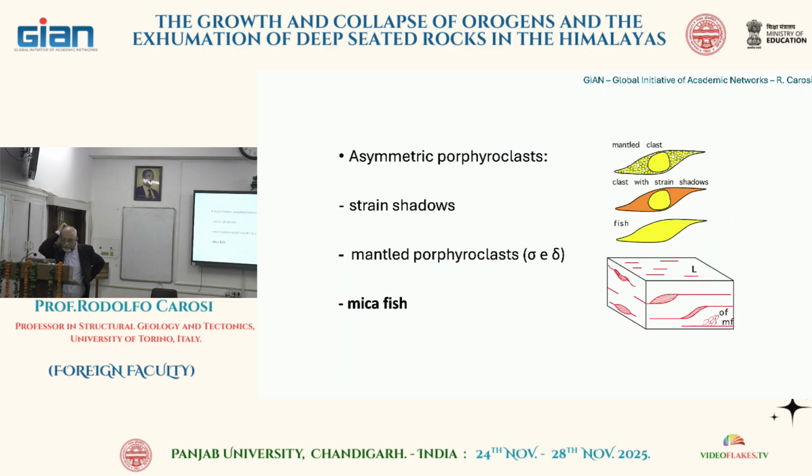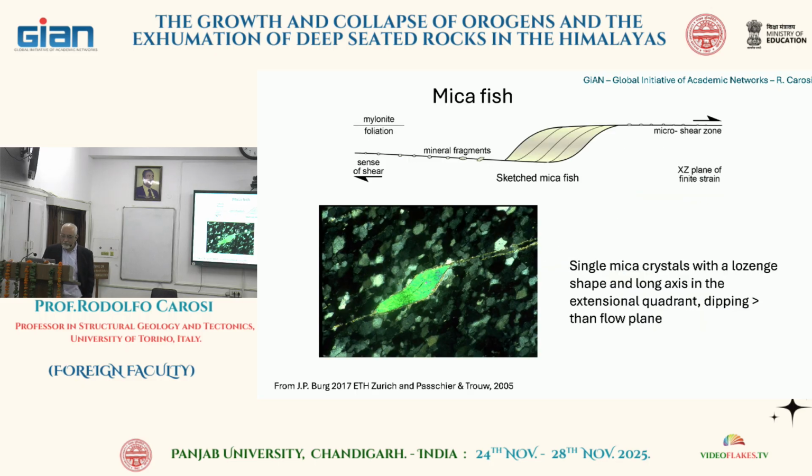The last kind of asymmetric porphyroclast is the mica fish, or fish in a general sense, because you can also have kyanite fish, but the most common are white mica or biotite fish. In this section, you have quartz with an orientation like this, and a sigma-shaped white mica fish, with tails of recrystallized mica of a smaller size, and the smaller size is also around the big crystal.